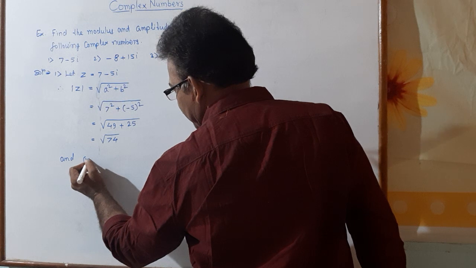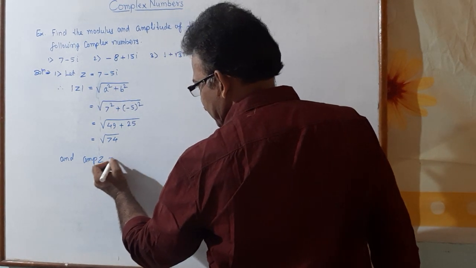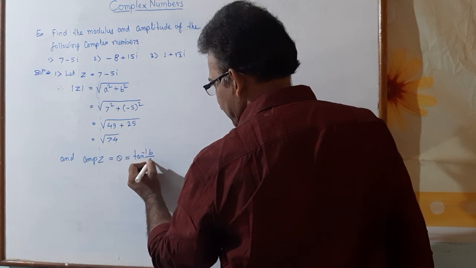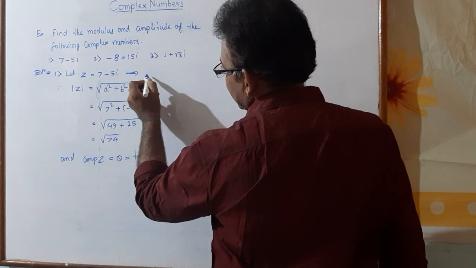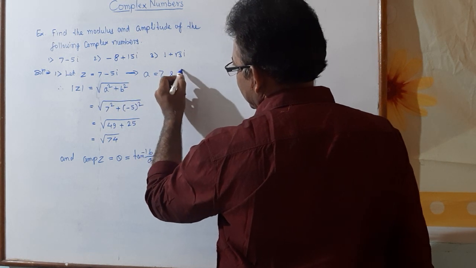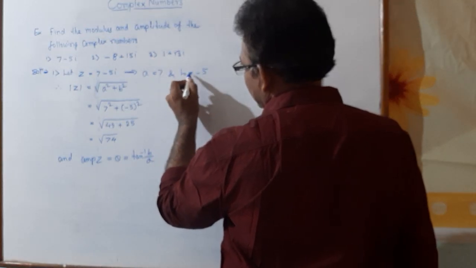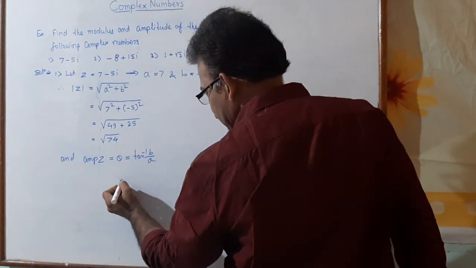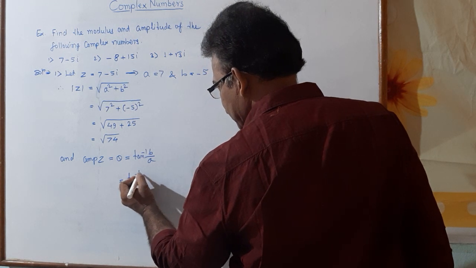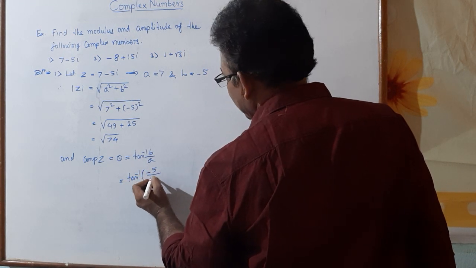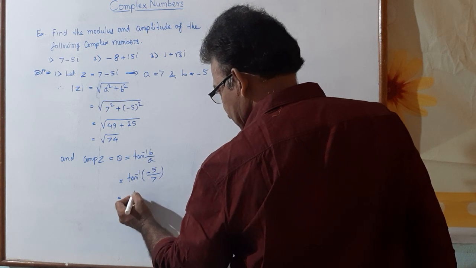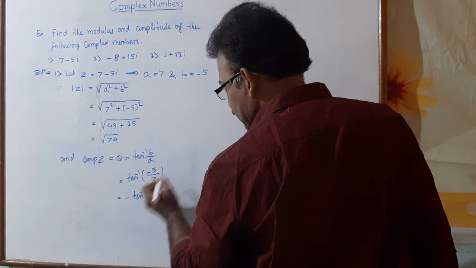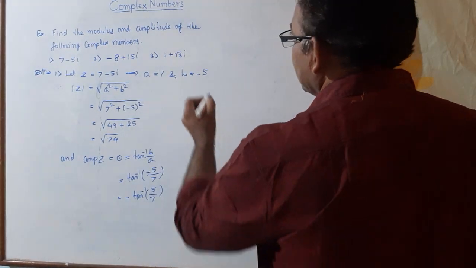And we have to find amplitude of z, nothing but angle theta, which is given by tan inverse b divided by a. Note that here a means 7 and b means minus 5. Compare with complex number a plus ib. a is 7, b equal to minus 5. Substitute here. So tan inverse, where b is minus 5 and a is 7. So minus sign taken outside. So minus tan inverse 5 divided by 7, that is the amplitude of given complex number.